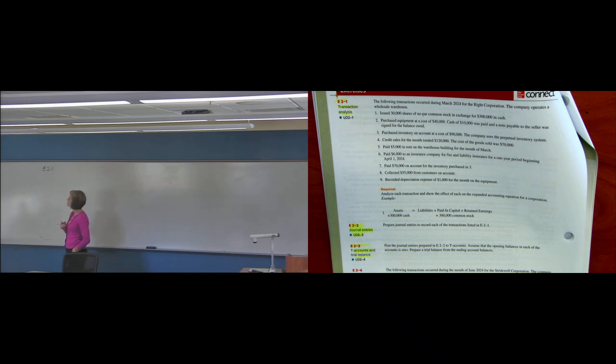Okay. So it says the following transactions occurred during March 2024 for the Wright Corporation. Company operates a wholesale warehouse. And so number 1 says issue 30 shares of no par common stock in exchange for $300,000 in cash. So we're going to apply the exact same process to every transaction. The first thing I'm going to ask you, remember, you have to have at least 2 accounts that are affected. So you got to identify 2 accounts.